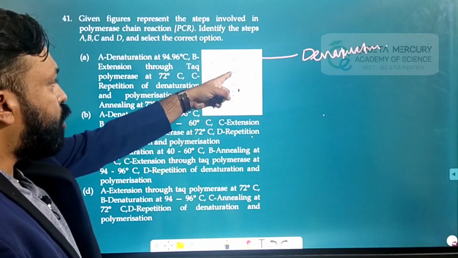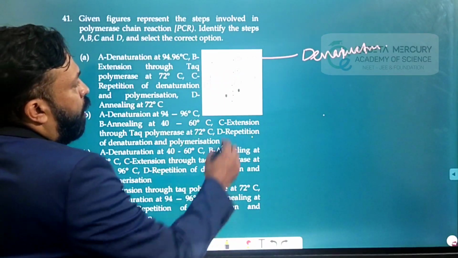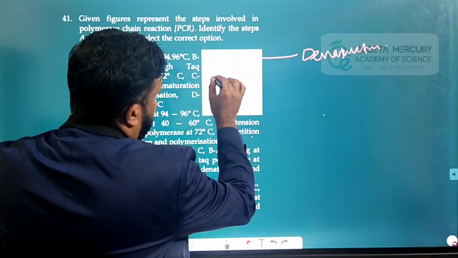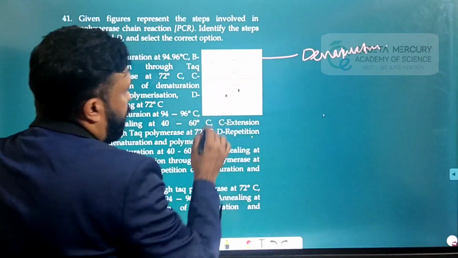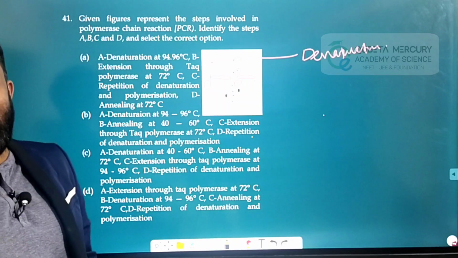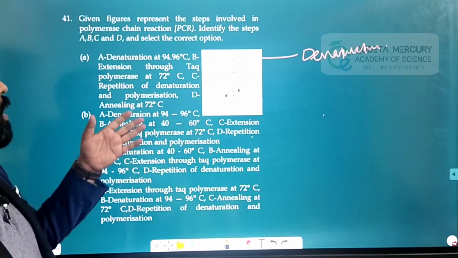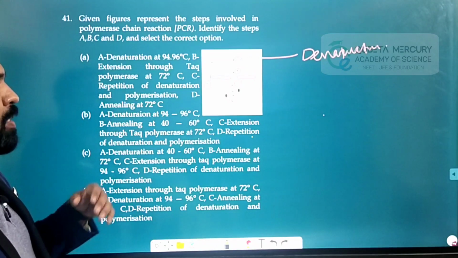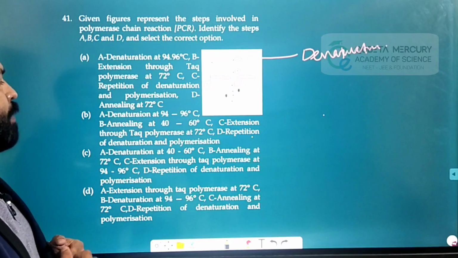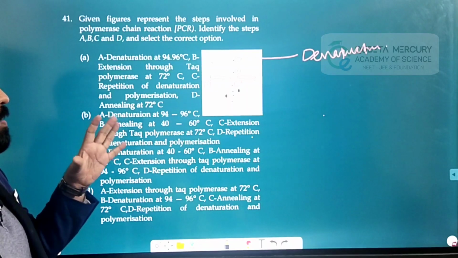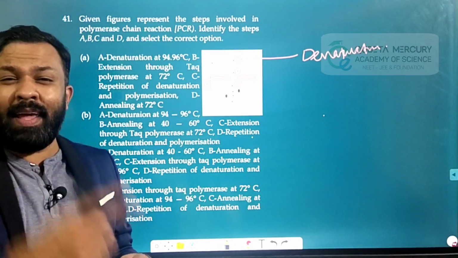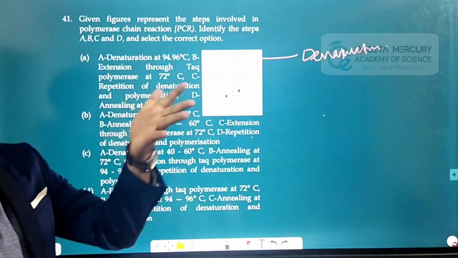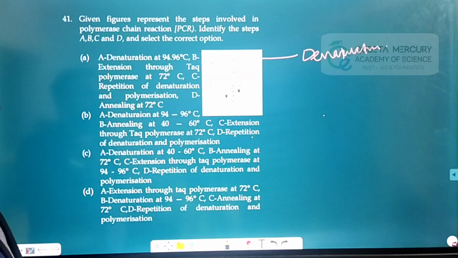And B is represented here, where the templates are added with the primers. The oligonucleotide sequences are said to be the primers. The primers are added onto the templates, onto the 3' end of templates. So the process is called the primer annealing. That primer annealing takes place between 40 to 60 degrees Celsius.